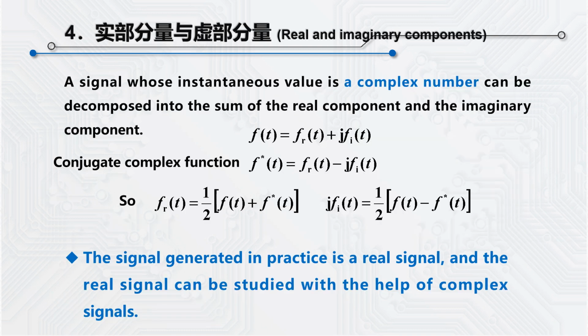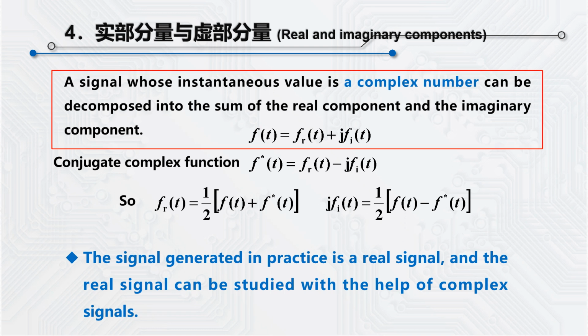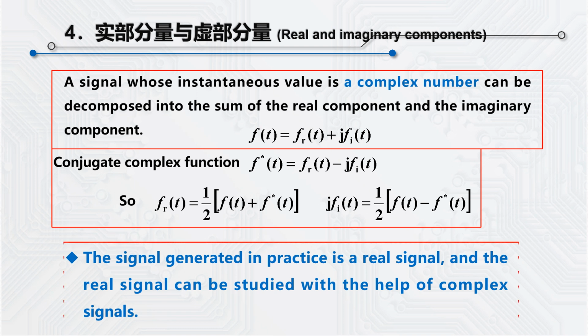The next decomposition method, real and imaginary components. When signal's instantaneous value is complex, it can be decomposed into the sum of real component and imaginary component. Of course, the real and imaginary components of a signal can be solved through calculation of signal Ft and its conjugate complex function. The signals generated in practice are real signals. The properties of real signals can be studied with the help of complex signals.